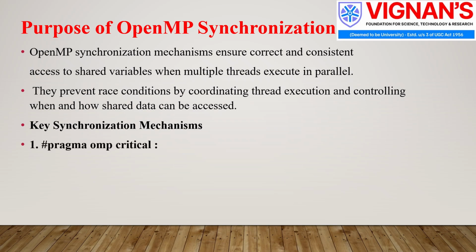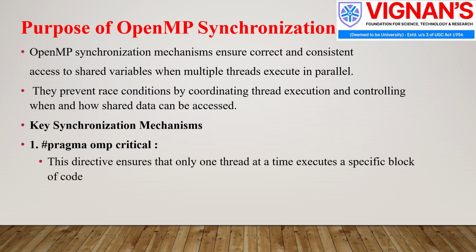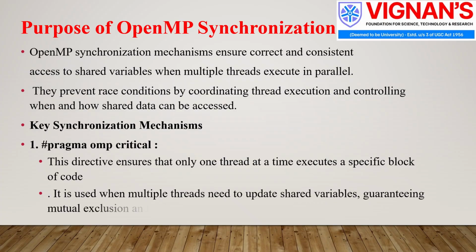#pragma omp critical. The critical directive ensures that only one thread at a time executes a specific block of code. It is used when multiple threads need to update shared variables. By enforcing mutual exclusion, it prevents conflicting updates and guarantees correct results.